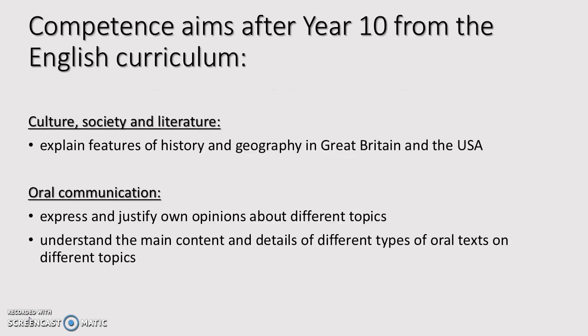The competence aims after year 10 from the English curriculum. The ones I have focused on are from culture, society and literature: explain features of history and geography in Great Britain and the USA; and oral communication: express and justify own opinions about different topics, and understand the main content and details of different types of oral texts on different topics. These three aims will basically cover what we focus on in this period.